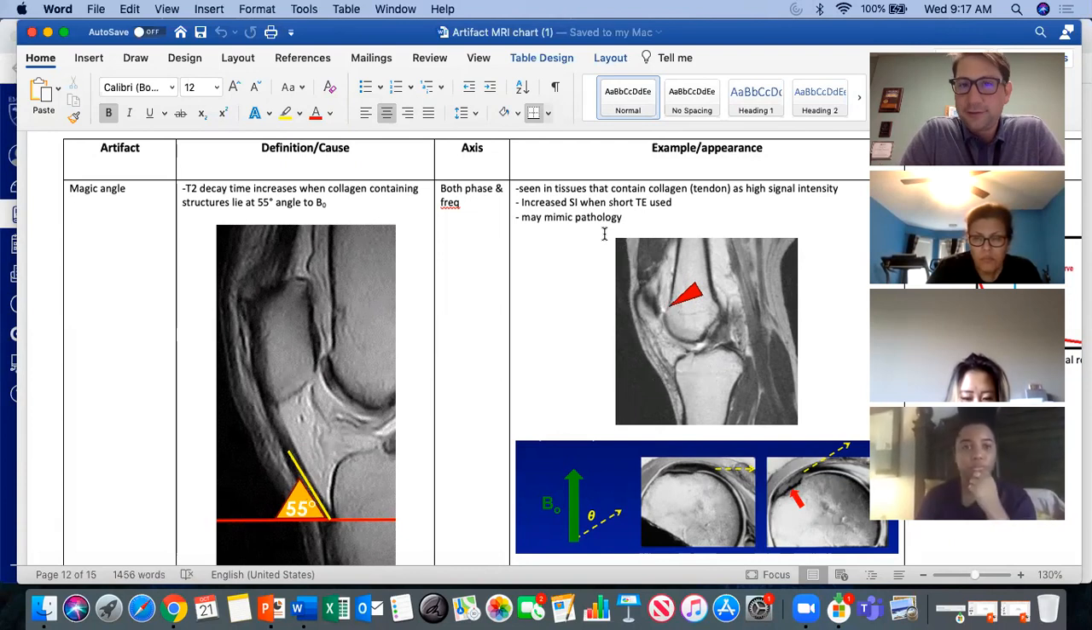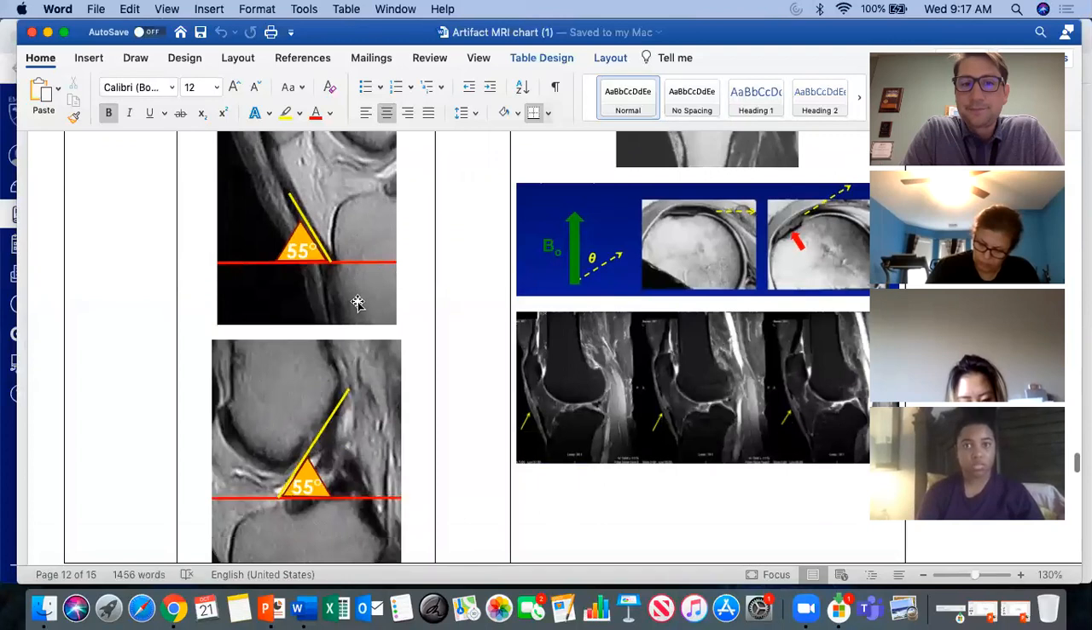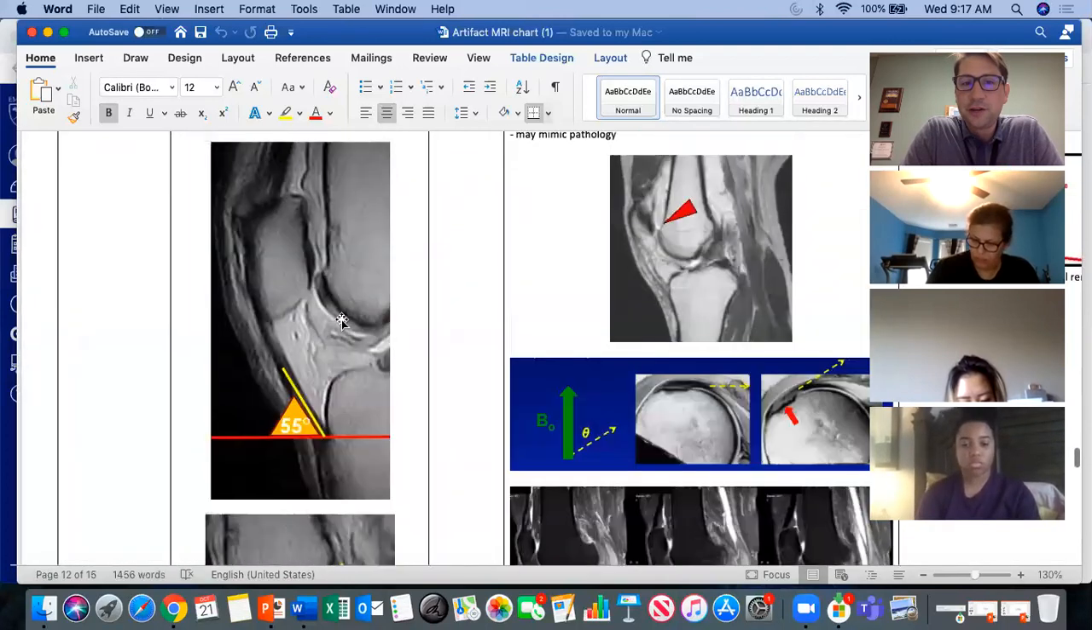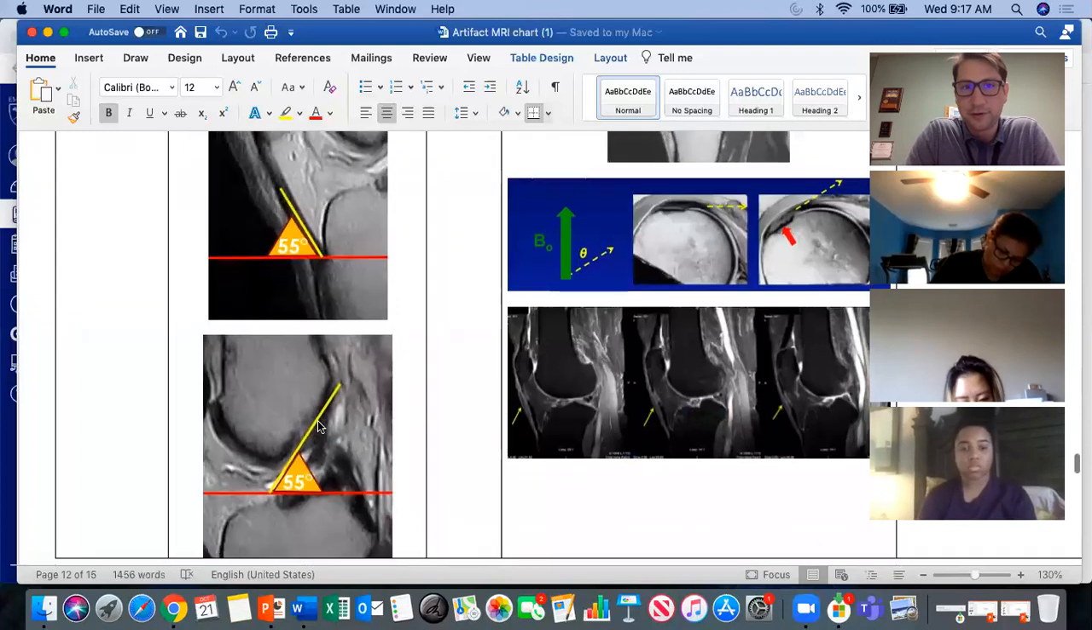So there is going to be an increase in signal intensity when a short TE is used and the anatomy is lying at a 55 degree angle to B sub 0. So here you can see that we have a signal intensity increase in the patella tendon here because it's at 55 degrees from B sub 0.